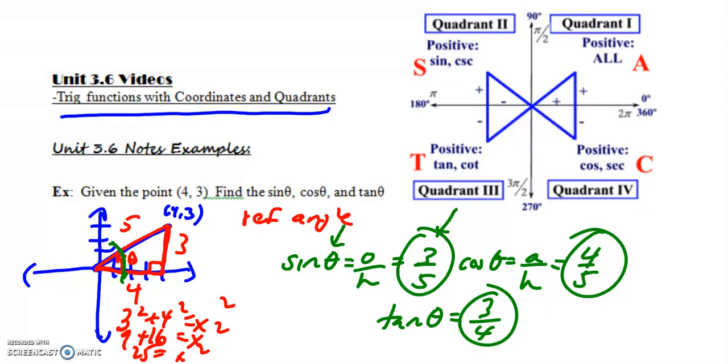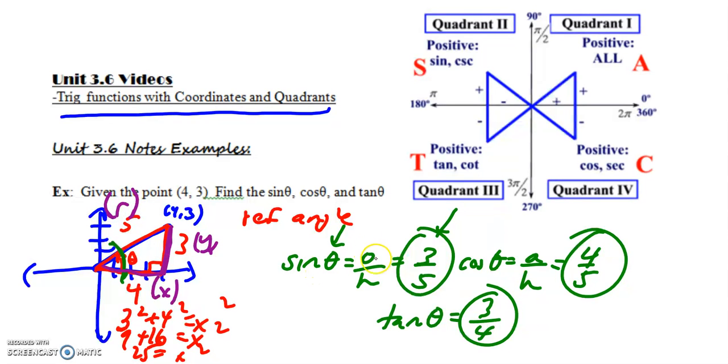Something else to point out at this time is the relationship between the trig functions and x and y values. So if you took a look at your picture, you might notice that the 3 would represent a y value and the 4 would represent an x value. So if I took a look at my sine function, if I'm doing opposite over hypotenuse, I was using 3 and then I was using 5, 5 being the radius.